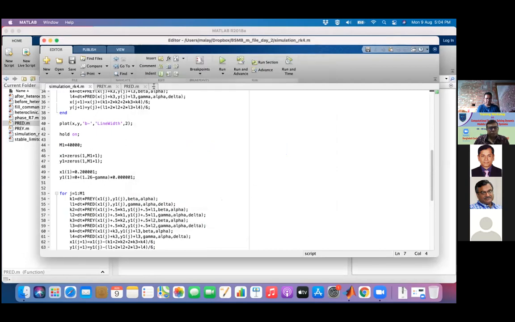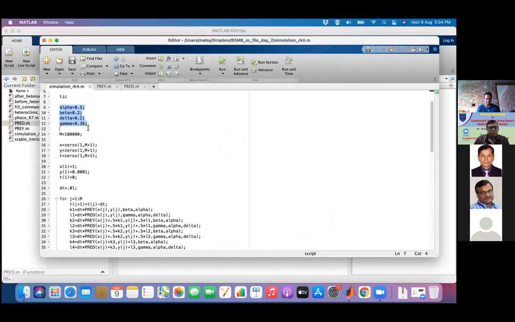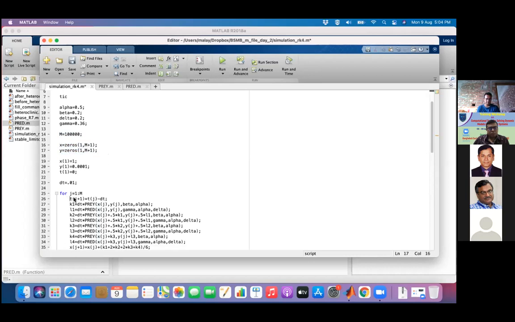Let me explain what I have done. First of all, I have defined the parameter values: alpha 0.5, beta 0.2, delta 0.2, and gamma equal to 0.36. M stands for how many iterations I want. As I discussed yesterday, I have defined here x, y, t. In this case, we are considering the phase portrait, so you can remove this t also. That is not at all required. And also from here, you can remove this part. Then I have defined these initial values, x equal to 1 and y equal to 0.001. That means it is a point very close to the point (1,0), so just inside the domain.